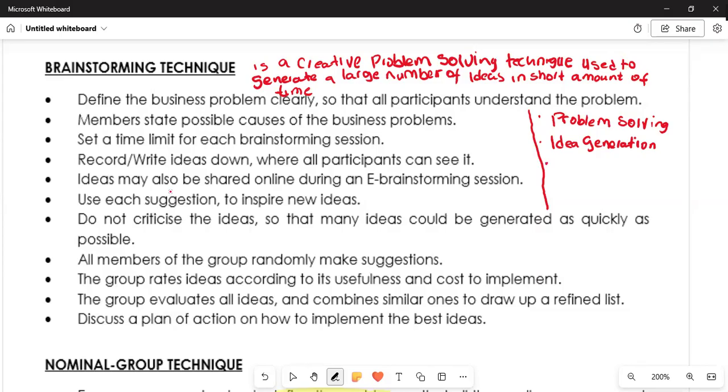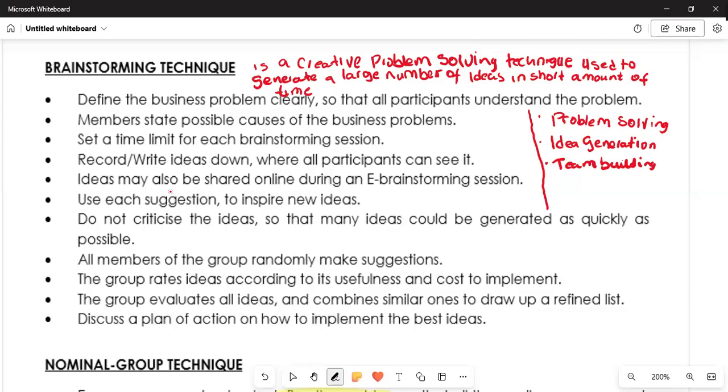Also, we can go for it when we are doing what we call team building. Brainstorming helps build teamwork and collaboration skills. So that's when you can make use of brainstorming.